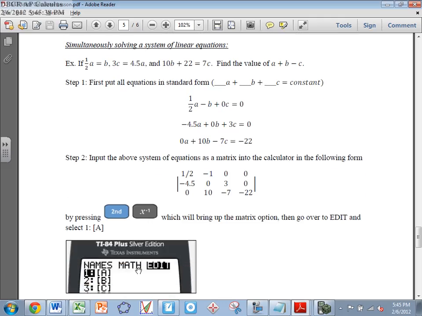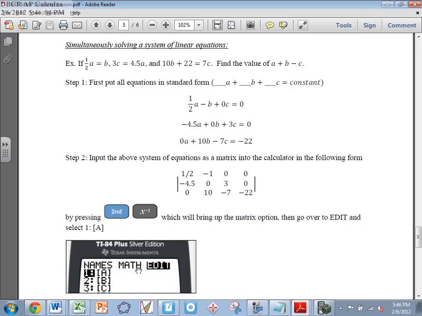If they are linear, this only works if the equations are linear. What does linear mean? It just means that nothing is squared, nothing is cubed, and you don't have x times y or a times b. Now, with this problem, we have a system of linear equations. The problem says, find the value of a plus the value of b minus the value of c. So we have to put everything in standard form.